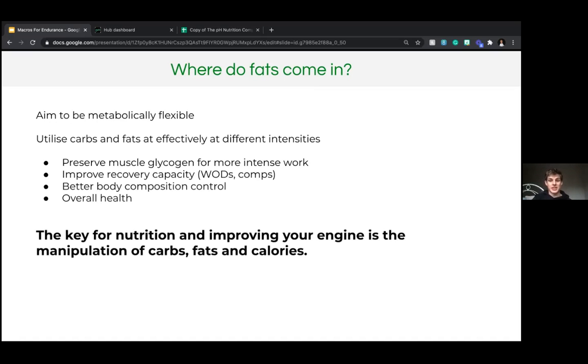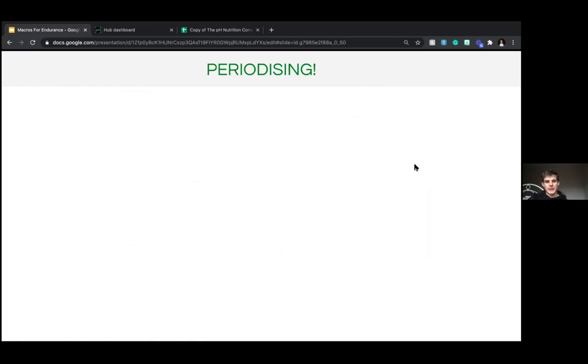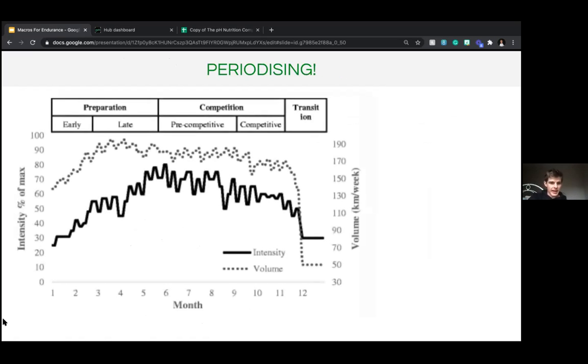But yeah, the key for nutrition and improving your engine is manipulation of carbs, fats, and calories, and fueling for the work required. So let's have a look at that and how to periodize it based on training. So this is a fantastic graph. It's from the same paper where we saw the energy intake, energy expenditure. And what it's showing here is you've got the phases of training and then intensity and volume. So intensity of exercise and then volume in terms of kilometers per week that these athletes would do. And you've got these phases: preparation, early phase, late phase, then competition, pre-competitive, and then competitive.